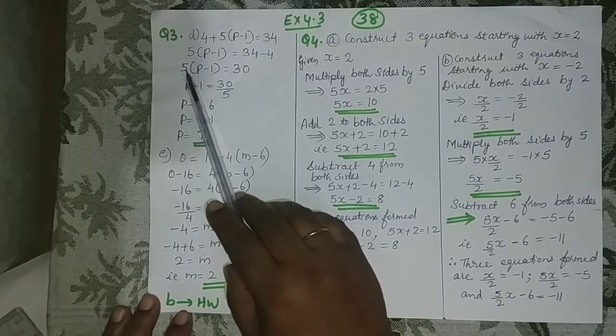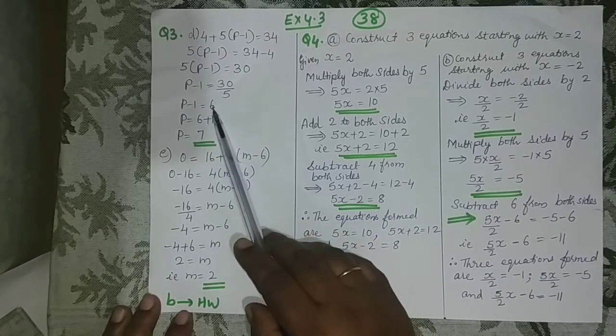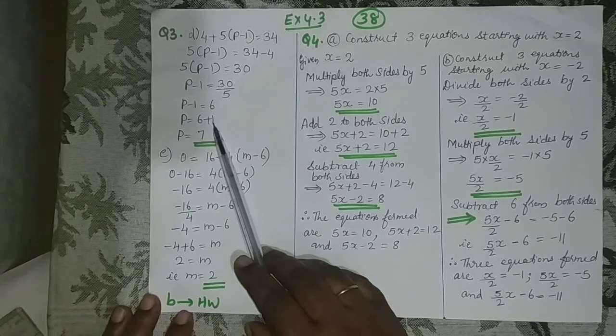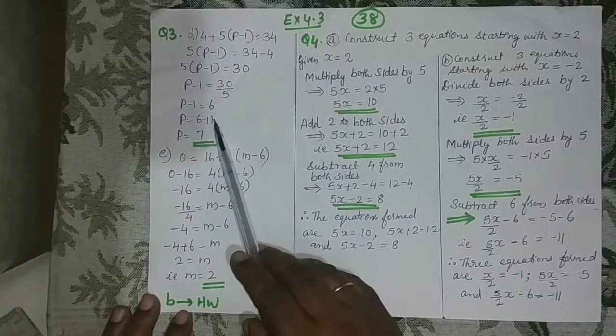Here in LHS it is multiplied, in RHS we are dividing. So P minus 1 is what? 30 by 5 is 6. Now minus 1 is taken from LHS to RHS, so it will add. Okay, so P is alone. Now we got the value of P: 6 plus 1, which is 7.